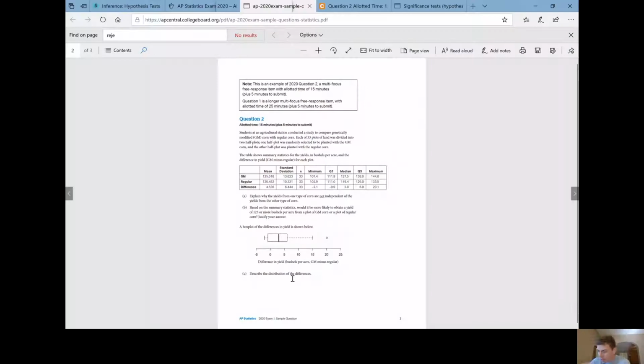Question C. I'm gonna go back to screen share here. Give me a second. There we go. All right, so question C asks us to describe the distribution of the differences. In order to do that, I'm actually going to just stay in screen share and explain this one. So all I really have to do is explain what's going on with this box plot.